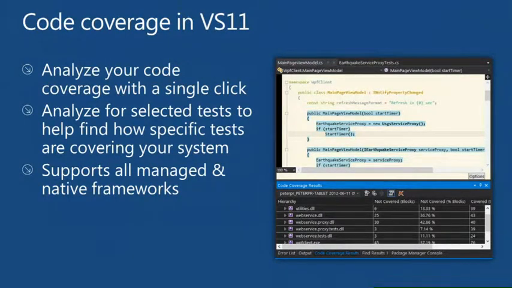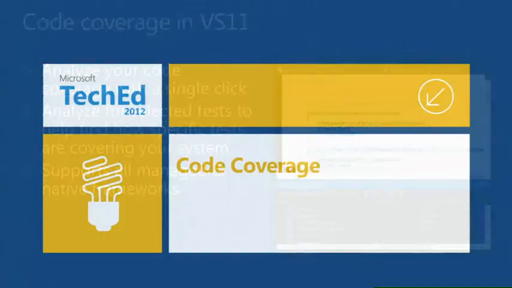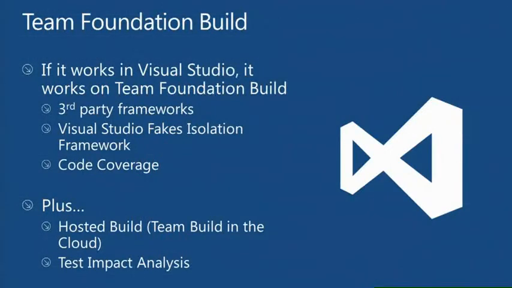OK, so we can analyze the code coverage across our entire solution with a single click. And we can run selected tests to get code coverage on those. Supports all of the managed and native frameworks. So this works in the native code as well. Actually, I think there's a problem in RC, but trust me, it works for RTM. So if you're using C++ development, you're going to get all of the same capabilities. Easy to use. Keep it fast. OK.